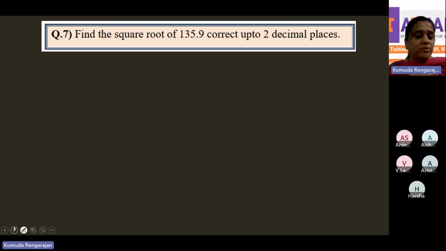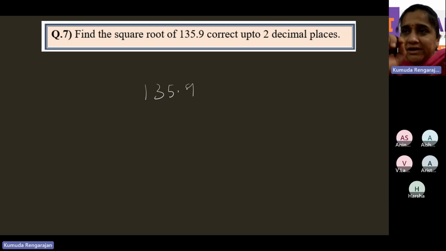Now, supposing we take this number itself. This one you can do by yourself, but let me tell you something before that. 135.9. We need to find the square root of this number, correct up to 2 decimal places, which means you need to have 3 pairs. There it was just 7, so we needed 3 pairs, meaning 6 zeros after the decimal point. Here we already have a digit 9.